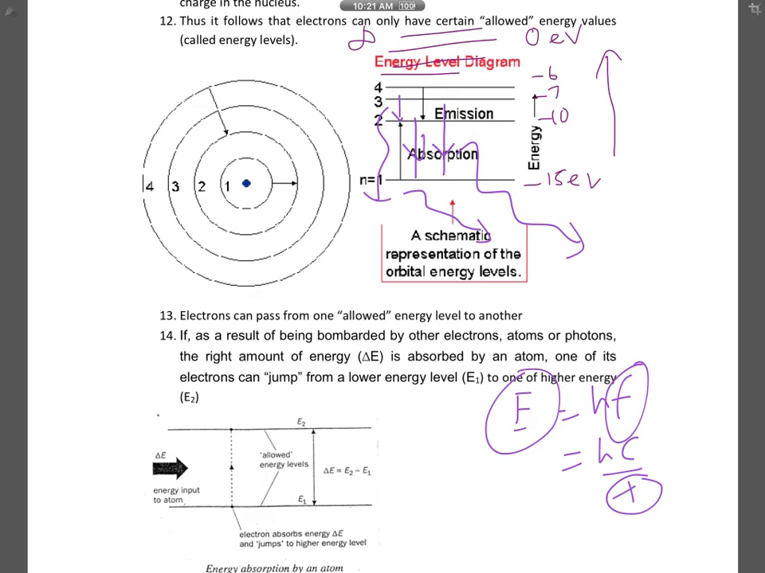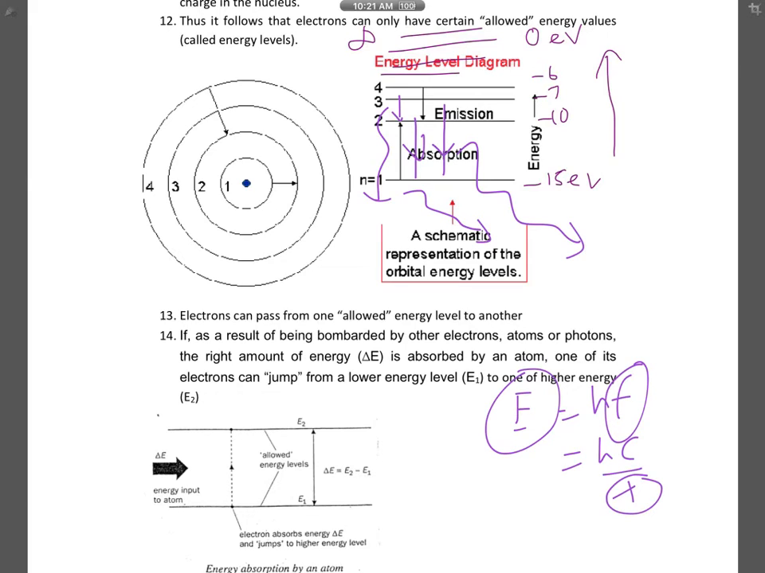Which is a specific color. Since the energy levels are all very specific, like specific values here, every time the electron falls, it will definitely produce photons of specific wavelengths or specific frequency. So this explains why each gas produces specific colors, because the energy levels for each gas are specific.